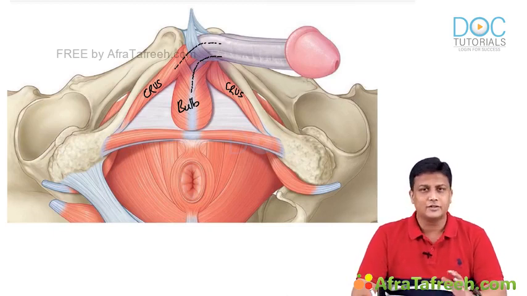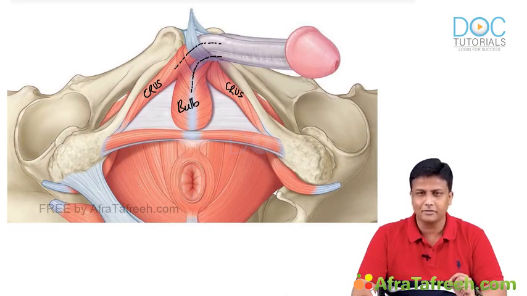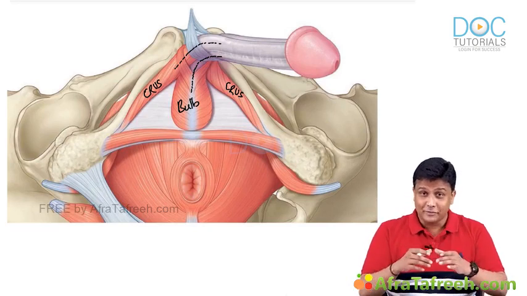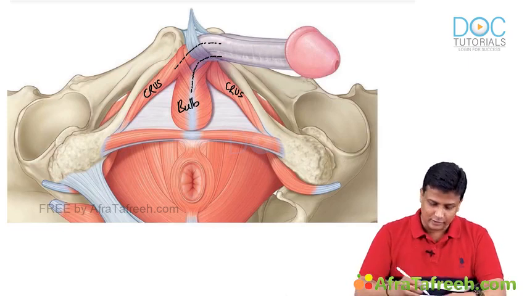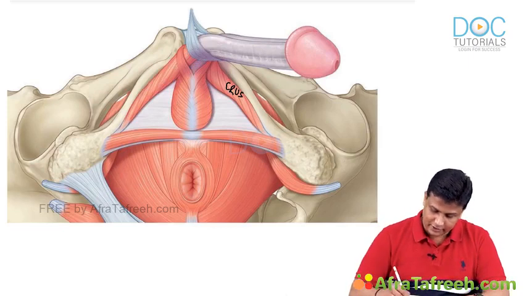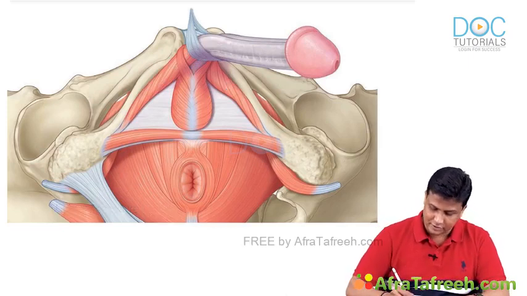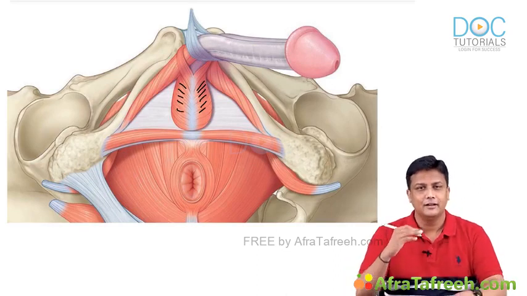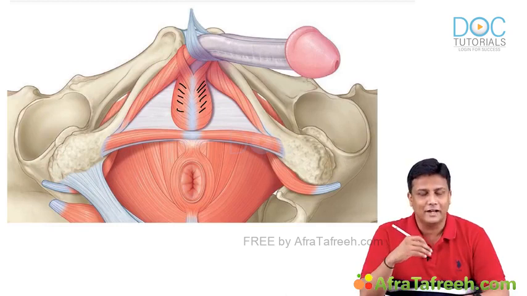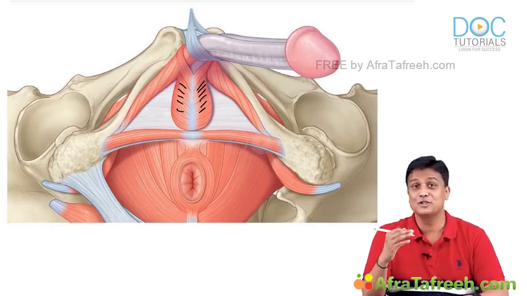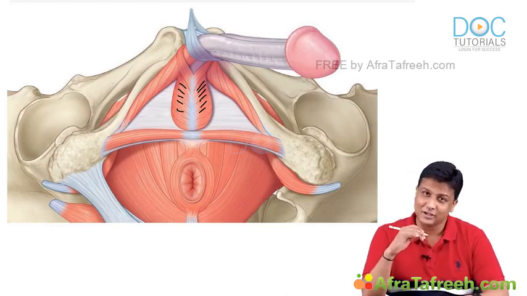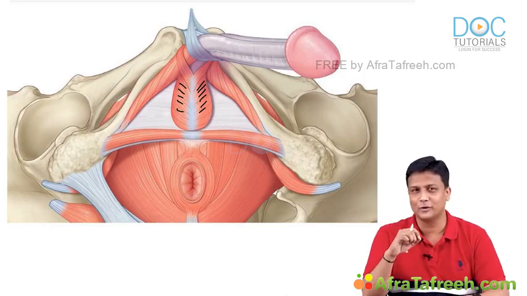Now, why are we actually discussing all these things here? You might be thinking, why do we need all these things? Look here. From the bulb, I can see that there is a muscle around the bulb of the penis, and that muscle is beginning from here and going into the corpus spongiosum part. That's the reason why doctors have named it the bulbospongiosus muscle.